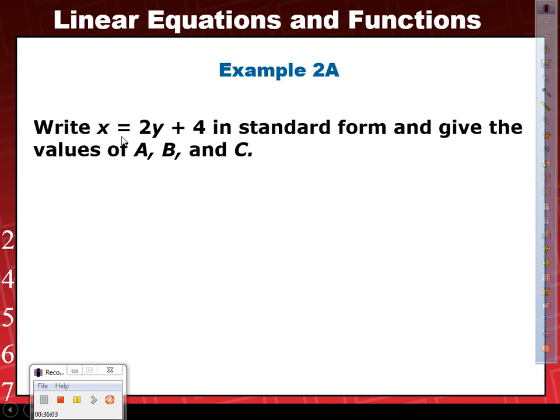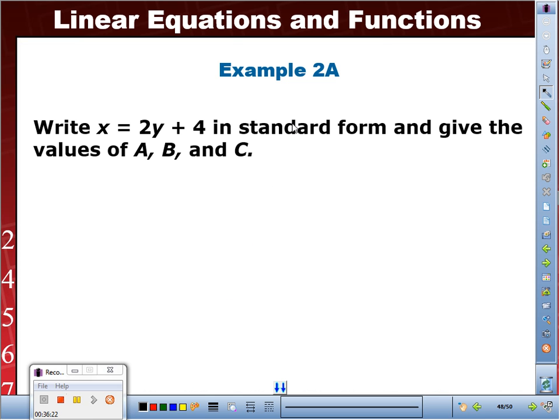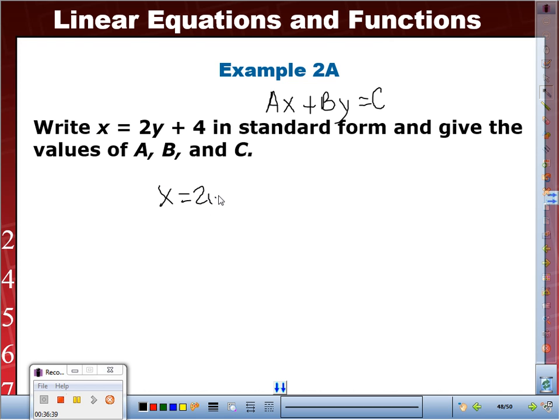Write x equals 2y plus 4 in standard form and give the values a, b, and c. Now where you write standard form, I want you to write ax plus by equals c. So, look what they give us. x equals 2y plus 4. Does this look like this form? Not really. No. What do you notice here from this? Doesn't have a variable.